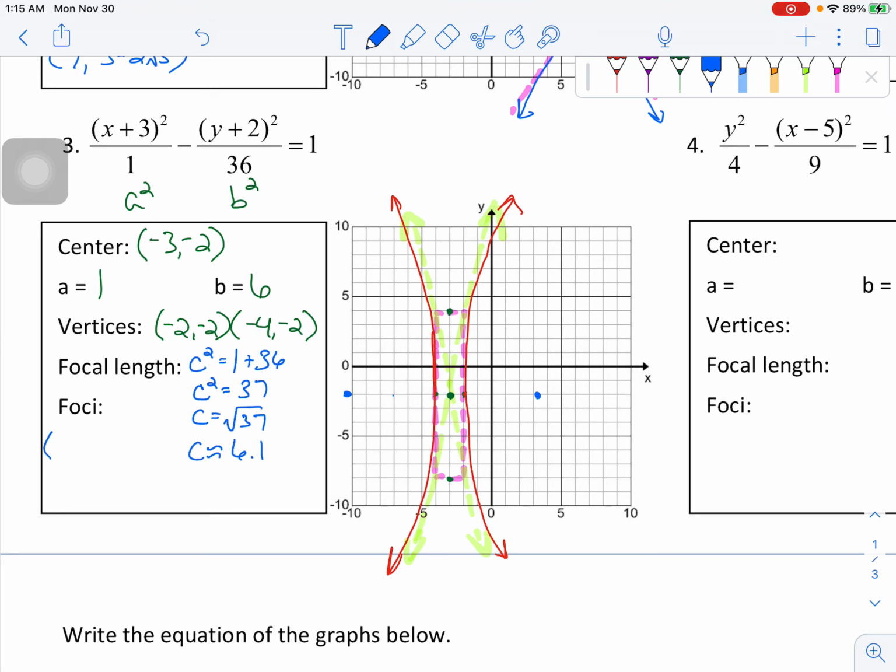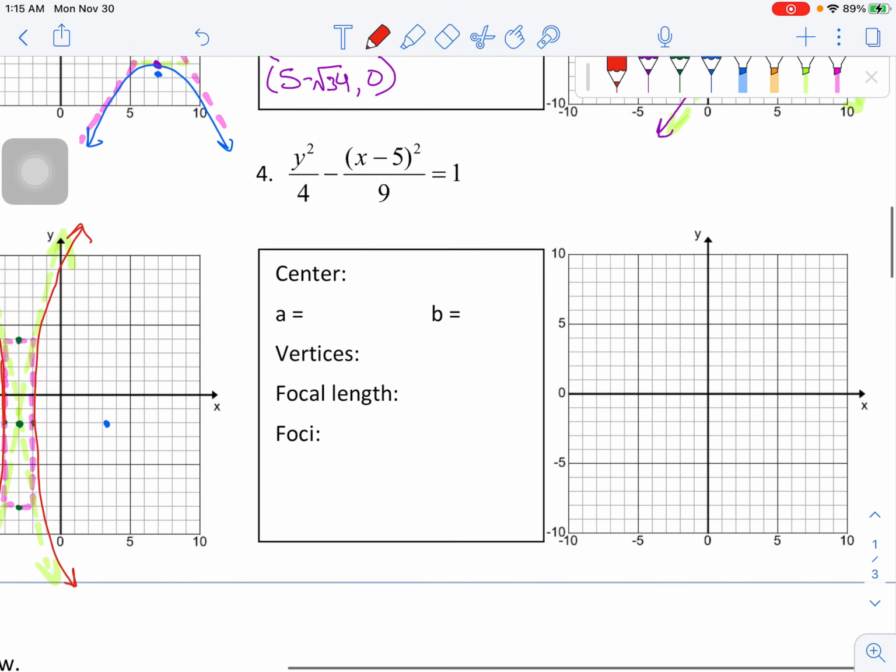What changed was the x values of the foci, not the y. So we would do -3 plus root 37, -2, and then -3 minus root 37, -2. All right, one more to go, and then we'll close this video out.